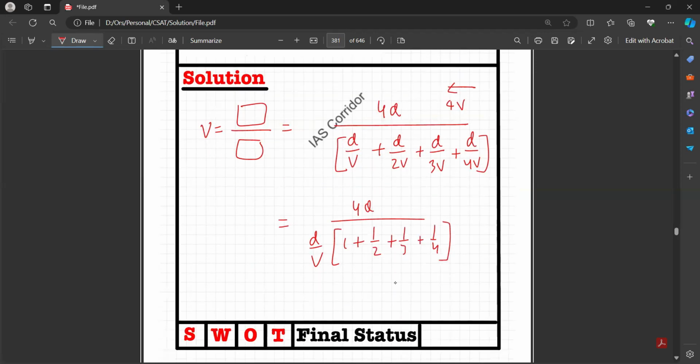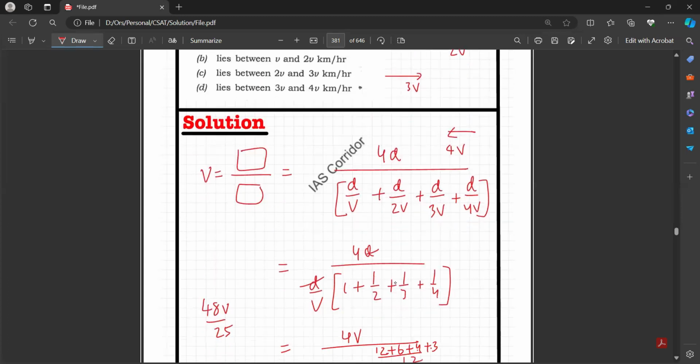Got it? Let me take 12 as common. D getting cancelled. ऊपर हो जाएगा 4V. नीचे कितना हो जाएगा? सपोज 12 कॉमन है. LCM. अगर 12 LCM है, this will be 12 plus 6 plus 4 plus 3. 6 plus 4 is 10, 22, 25. Answer will be 48V by 25. Now it has asked you answer. It lies between what?